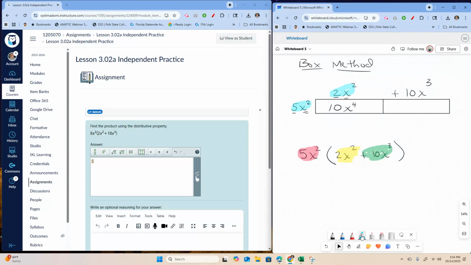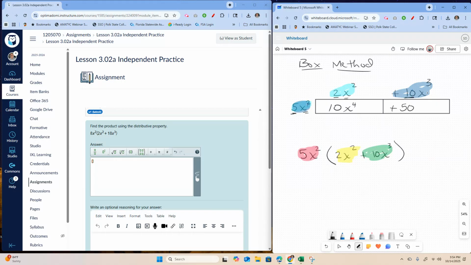Okay? Now I'm going to do the next multiplication. So I'm going to change the color here. So I'm going to take the 5x squared, and I'm going to multiply by positive 10x to the third. So multiply number with number. So 5 times positive 10, that's positive 50.